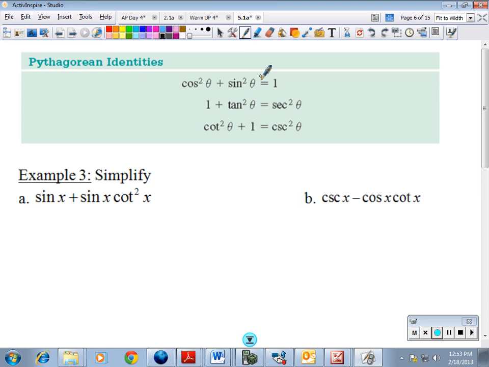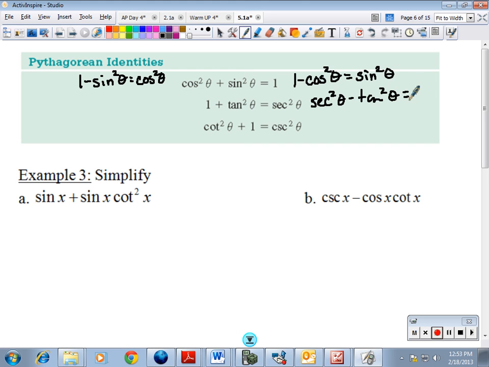New identities, the Pythagorean identities, these need to be committed to memory. Cosine squared plus sine squared equals 1. You'll also see it written 1 minus cosine squared equals sine squared, as well as 1 minus sine squared equals cosine squared. You can do that all the way down. Just manipulate them around to make other identities. Secant squared minus tangent squared equals 1. If I move my 1 to the other side, secant squared minus 1 equals tangent squared. You can make them negative as well. You can do the same thing with this one.